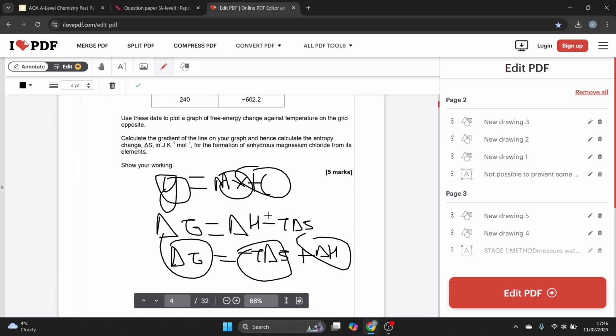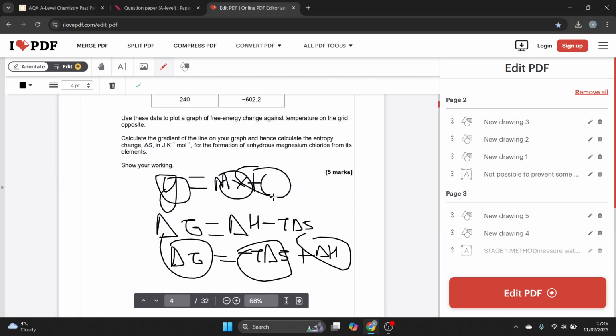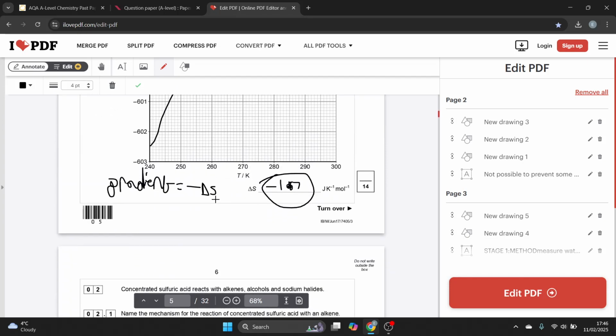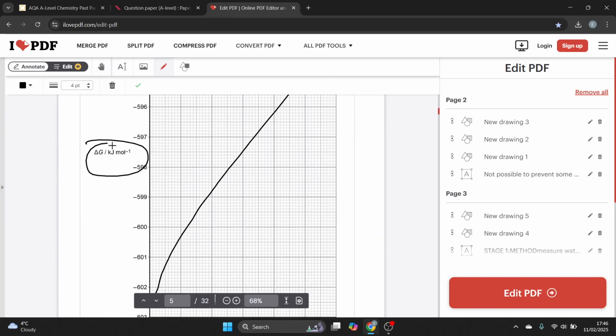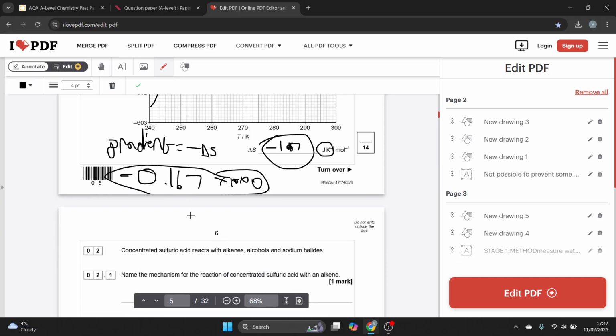5 marks for that. You just have to plot your graph, then compare it, find your gradient, and also a thing I skipped is that because delta G is in kilojoules per mole to the power minus 1, you'll get your gradient as 0.167. Therefore delta S is minus 0.167. I want it in joules per K to the power minus 1, so I do need to times by 1000. That's always a trick they like to include, so don't fall for that.